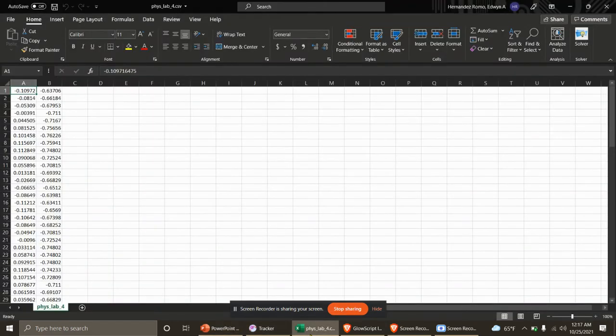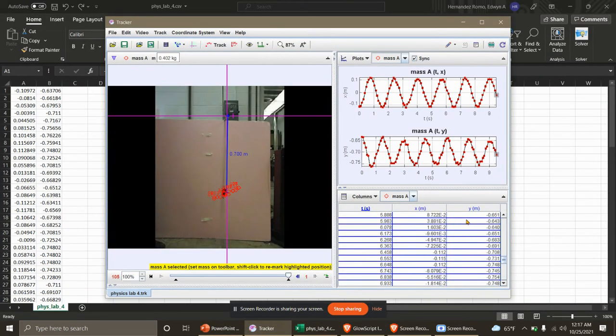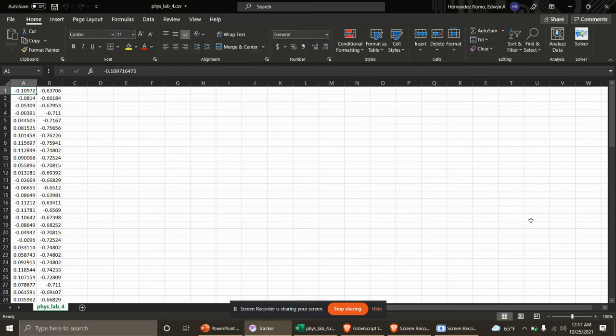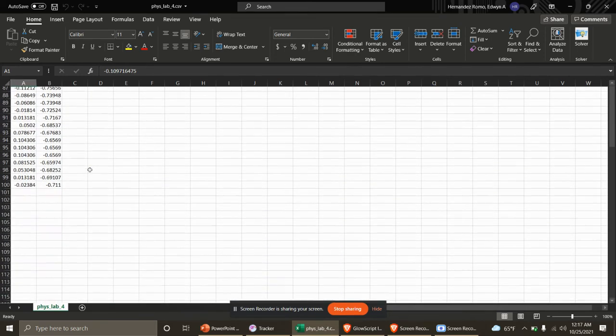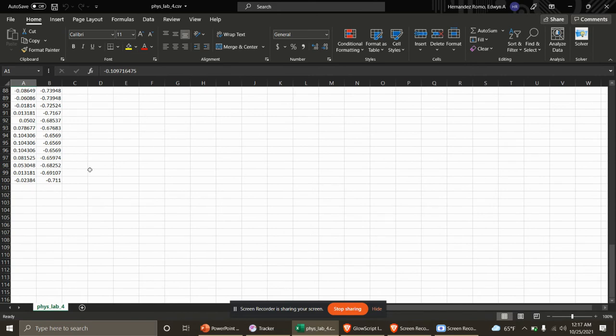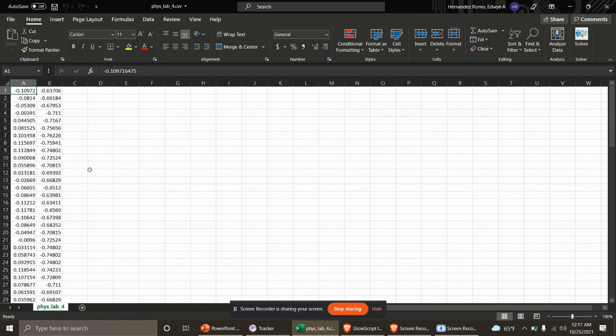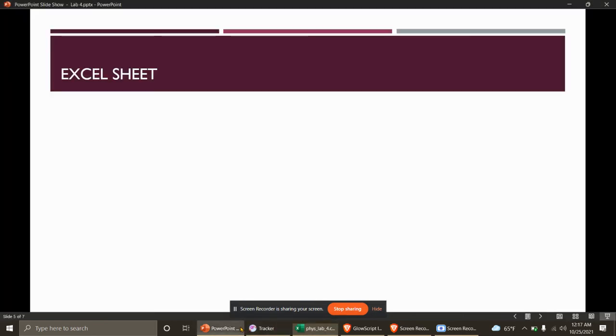And our Excel sheet, which is the data that we got from here, is right here. A is the X and B is the Y. So we have about 100 data points of the oscillations of the object that's hanging on the spring. And here's our GlowScript code.